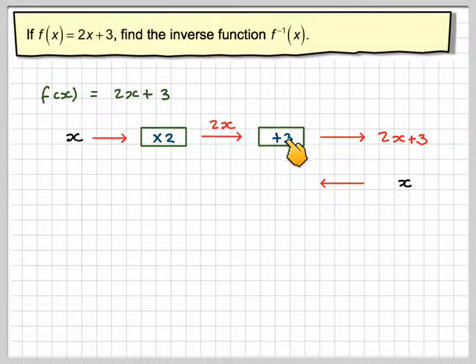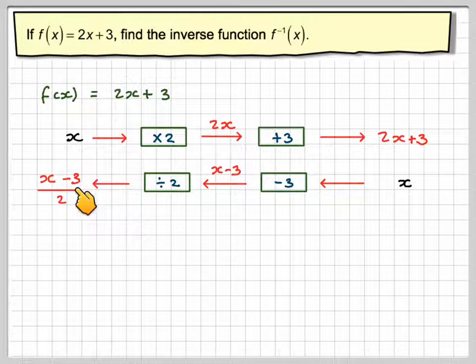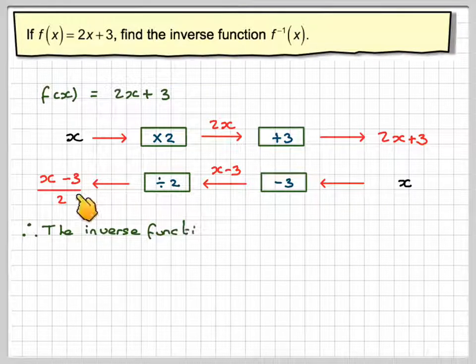the first thing we do, an inverse implies do the opposite operation. So the opposite of adding 3 is to subtract 3. So if we do that, out will come x minus 3. And then the opposite of multiplying by 2 is to divide by 2. So we write that algebraically, x minus 3 all over 2, so divided by 2. Now this function here is called the inverse function. That will take anything that we come out of that back to its original value.